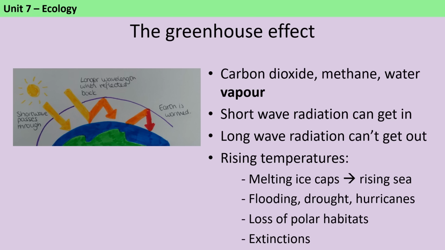This leads to rising temperatures, which lead to some pretty serious consequences. As the ice caps melt, this causes sea levels to rise, and this can cause flooding and other extreme weather events such as drought and hurricanes. Polar habitats are being lost, and with them many species are going extinct. Try to be as specific as you can while describing the consequences. Talk about polar or Arctic habitats and name specific extreme weather.